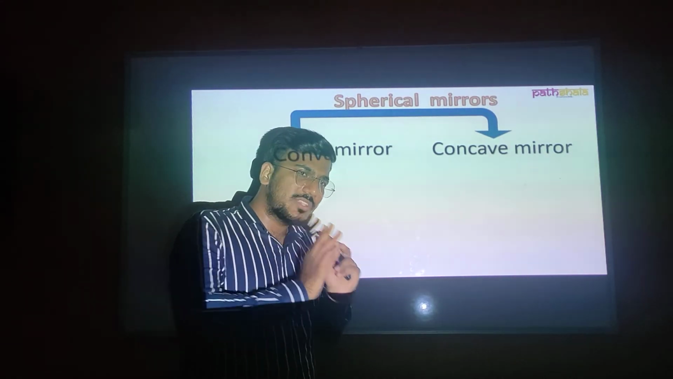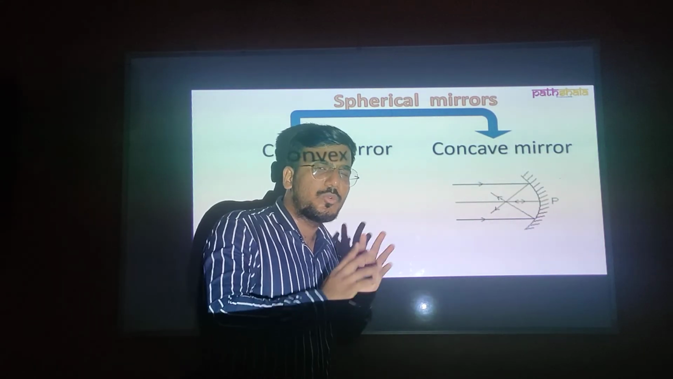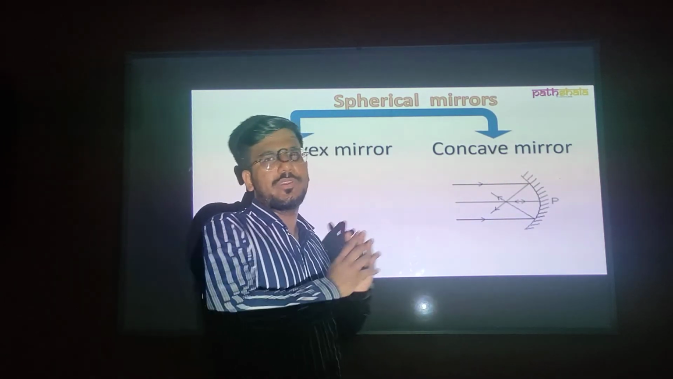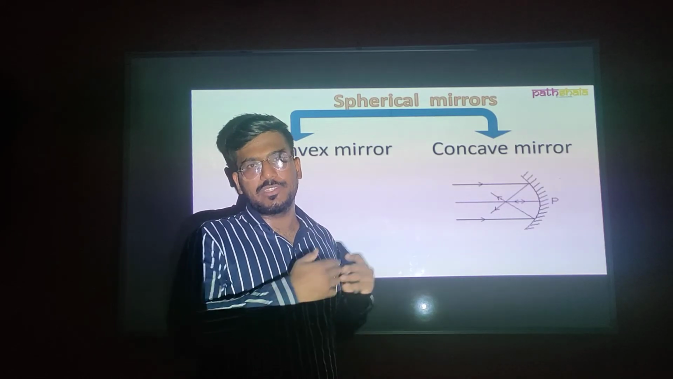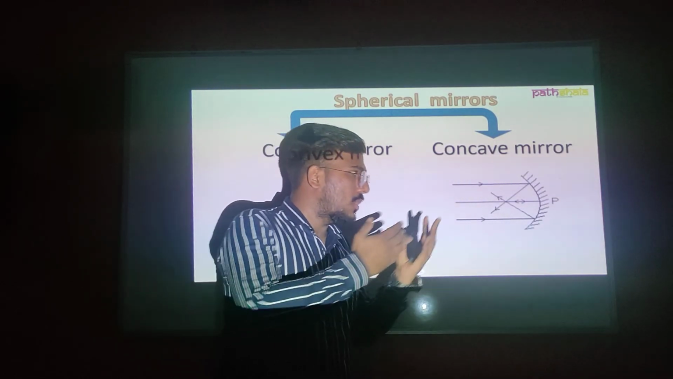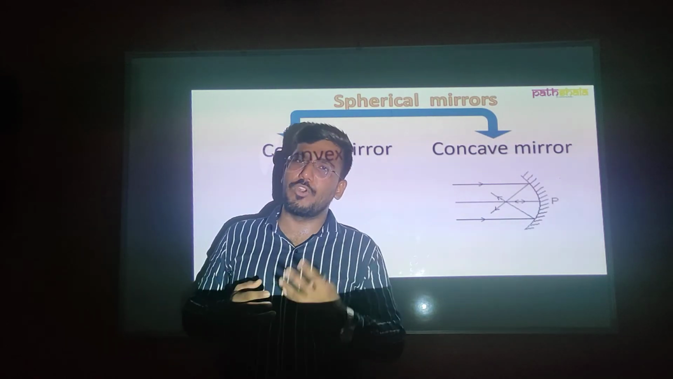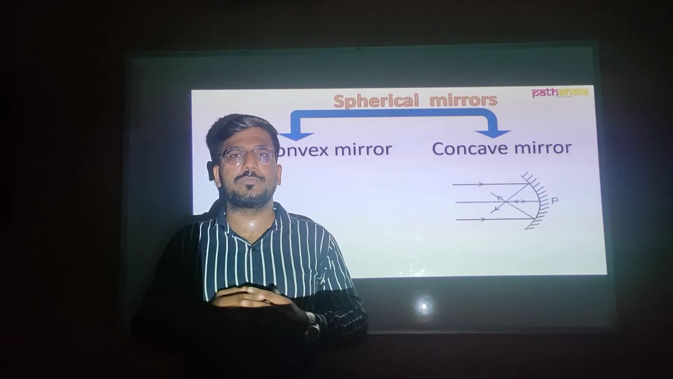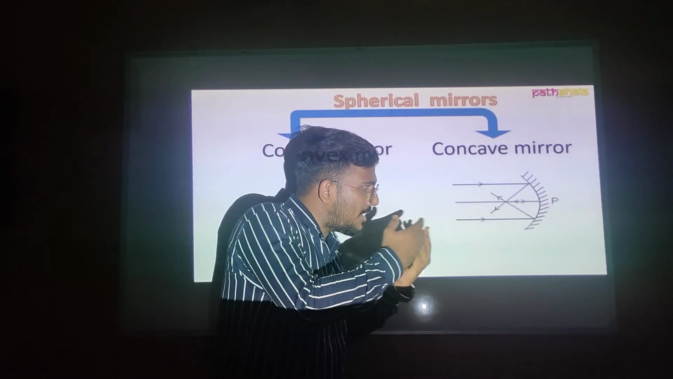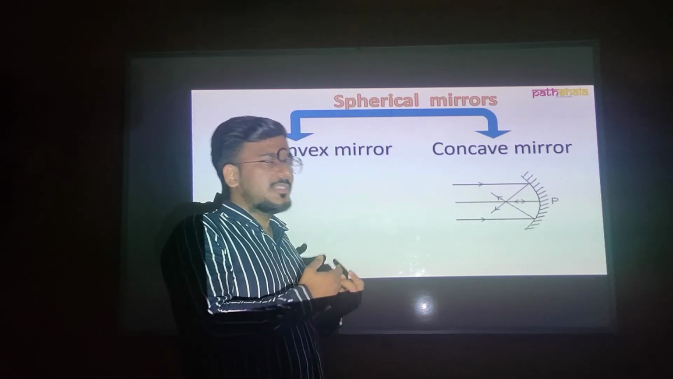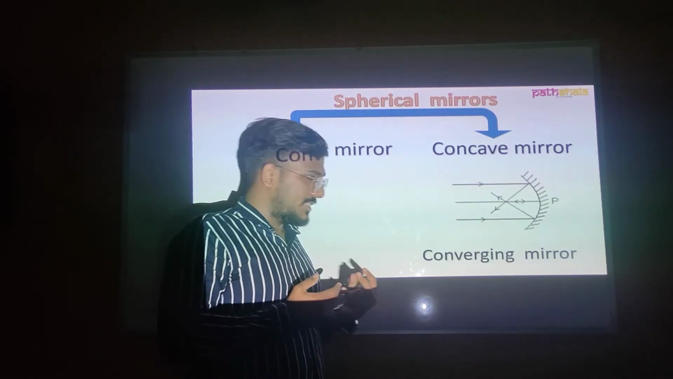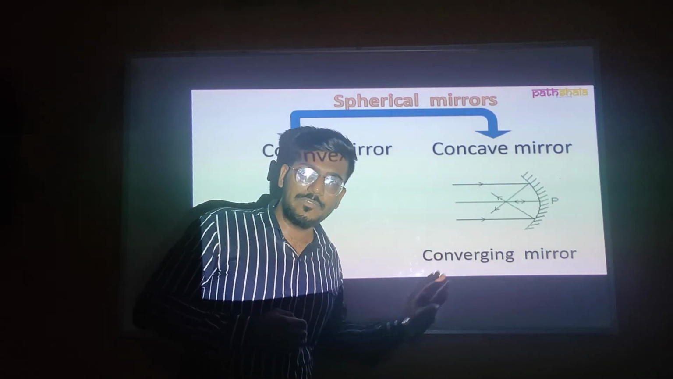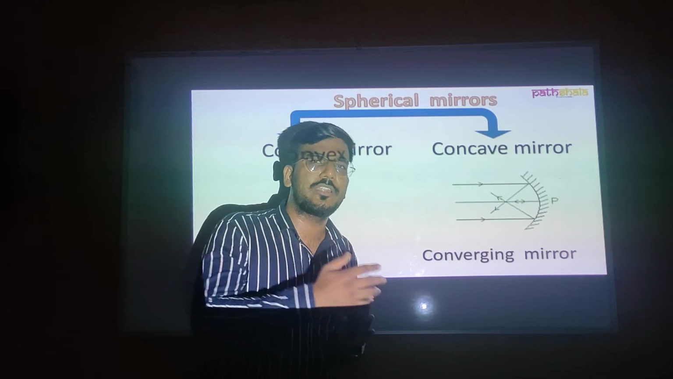Now children, when I pass straight and parallel rays of light towards the concave mirror, these rays of light will go and hit the mirror, meaning they will undergo reflection because a mirror is a reflecting surface. Now after reflection, they will converge. What do we mean by converge? They will come and meet at a single point in front of the mirror. Since they are converging, this mirror is also called a converging mirror. So a concave mirror is also called a converging mirror.